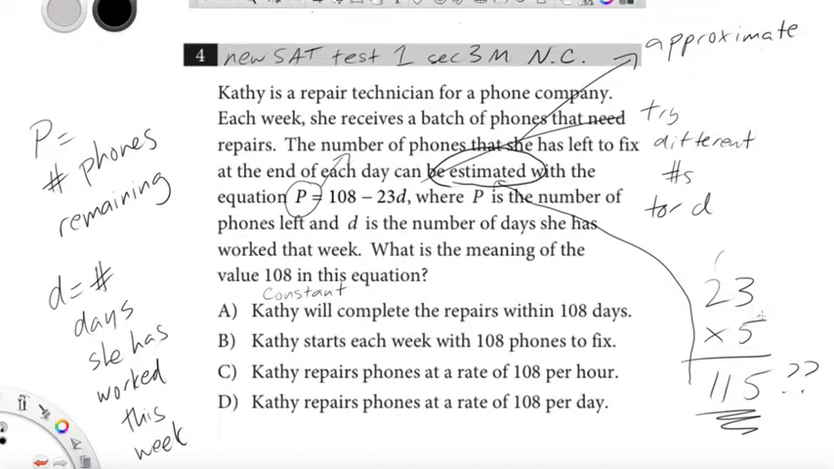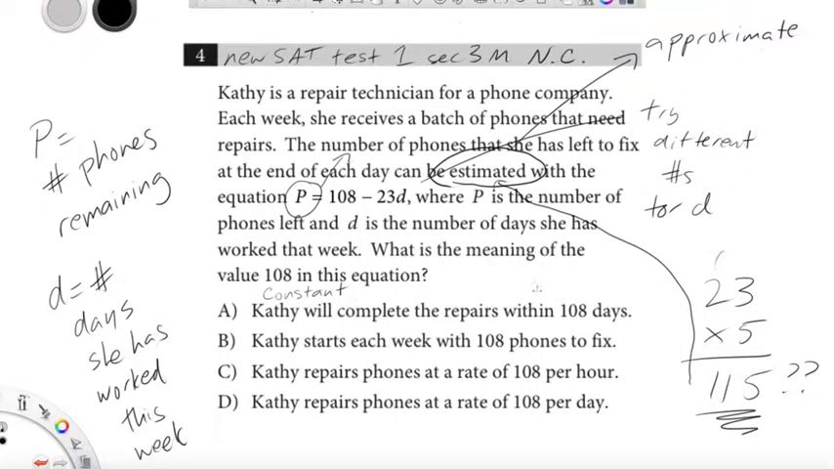So anyway, what you'll notice if you put in 1, is you'll have plenty of phones left. If you put in 2, you'll have fewer phones left. And then when you get to 5, it appears you have approximately 0 phones left. So what does that 108 represent? At this point, hopefully you start to realize that 108 represents the total number of phones that Kathy has to fix. And that's why we're subtracting from it to see how many phones she has left to fix. It all kind of starts with the 23D, thinking about what that represents, perhaps trying different numbers for D.